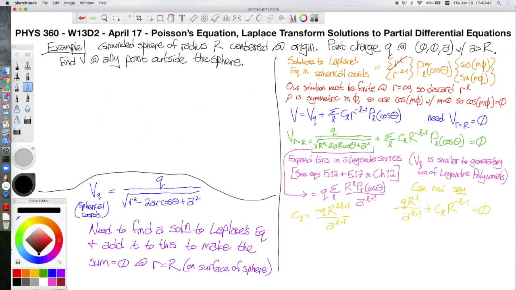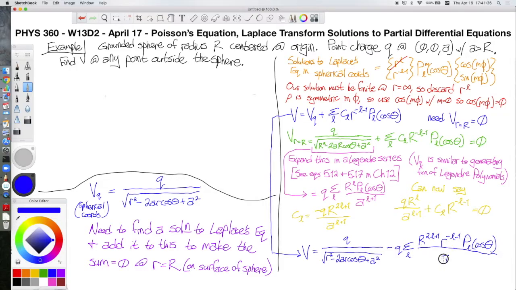So now that we know our values for C sub L, we can come back to our original final answer for V and start to plug in our values for C sub L. So we have our original function V(Q) in spherical coordinates minus Q times the sum over L of big R to the 2L plus 1 times little r to the negative L minus 1 times the Legendre polynomial of cosine theta divided by A to the L plus 1. So what we are going to do now is actually sum this series.